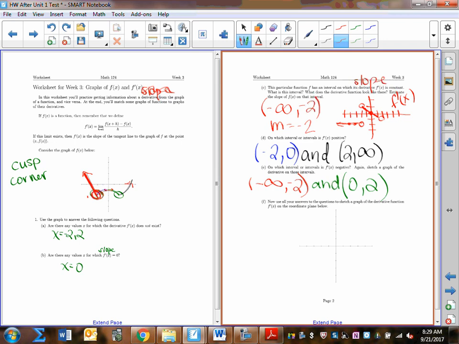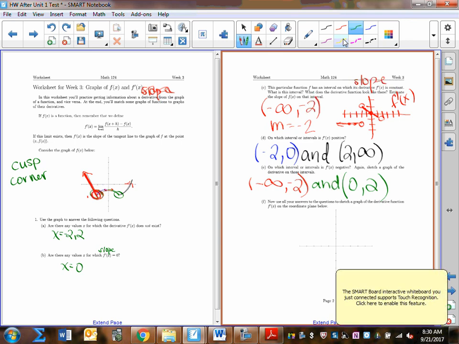f prime of x will not be continuous. And we know that because if it's not differentiable at those 2 points, that means it's not continuous at those 2 points. Other questions so far? Okay.